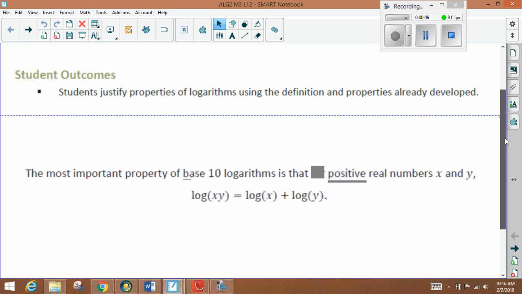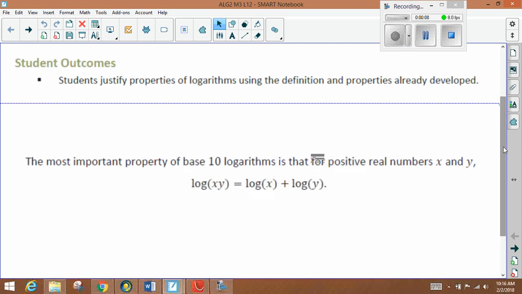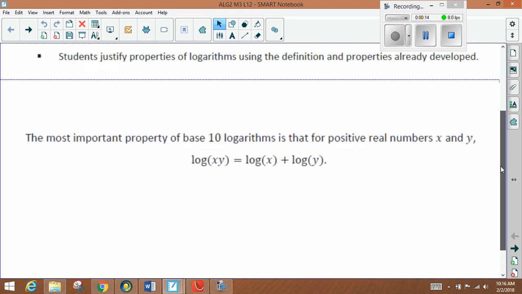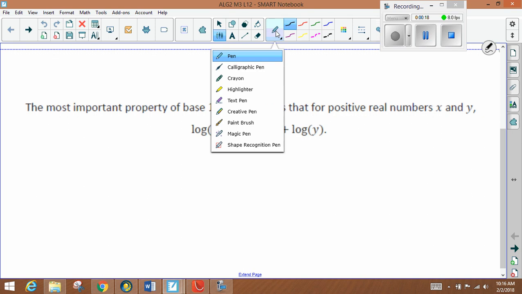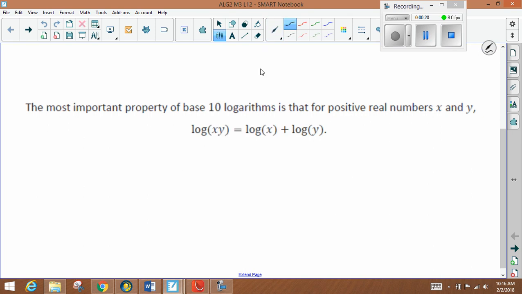The most important one? I don't actually think that's true. It's a really important one. There are three most important ones on your list, in my opinion. The first most important one is this one.